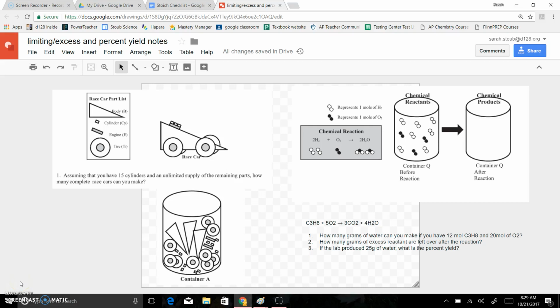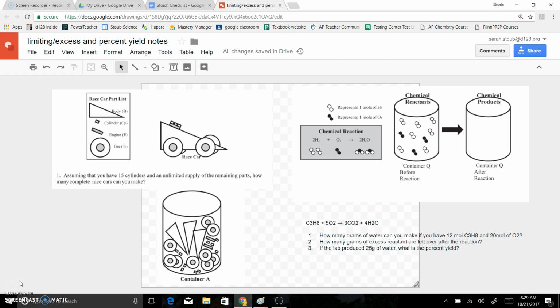Hello! This video is about limiting reactants, how we can find them, how we can use that to calculate the excess reactant that's left over, and then overall how we can look at the percent yield of any kind of reaction. Okay, so to start with, what's a limiting reactant? I want to focus your attention on the left-hand side.